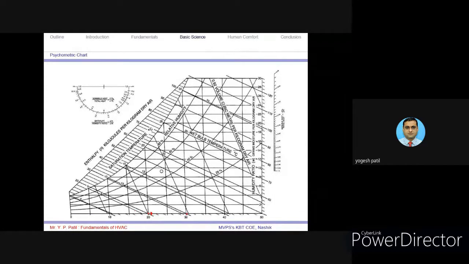We know there are 10 lines between 20 and 30, so the first line after 20 will be 21 degrees Celsius, which indicates the dry bulb temperature. To do this exercise we require a scale, and based on that scale we can mark the line on this chart. For example, I will mark a line like this. So the first task is done: marking the dry bulb temperature line.